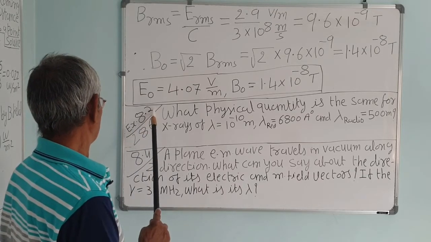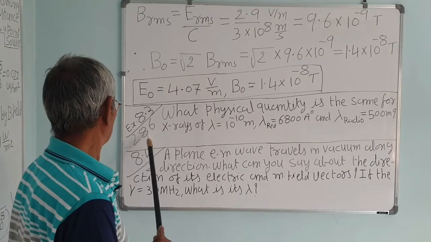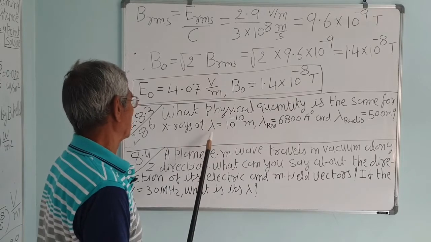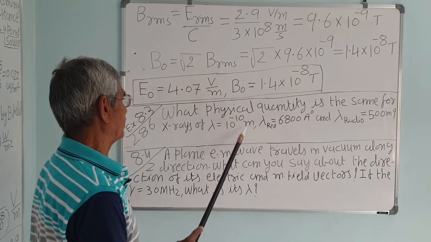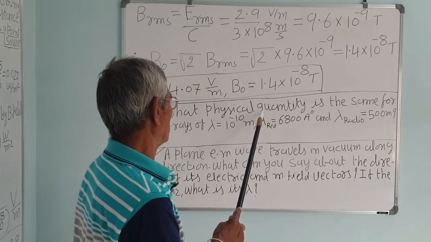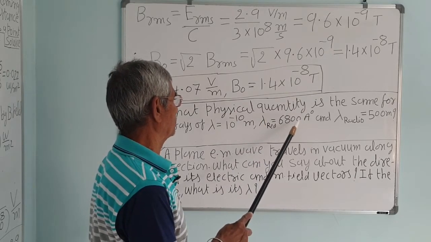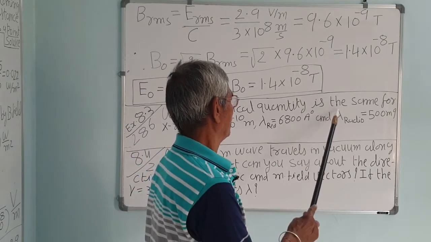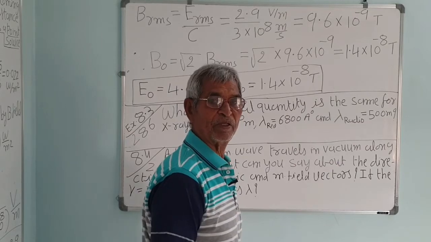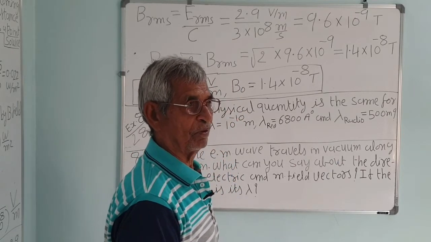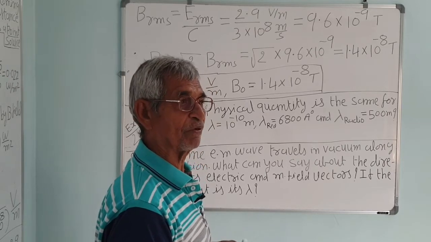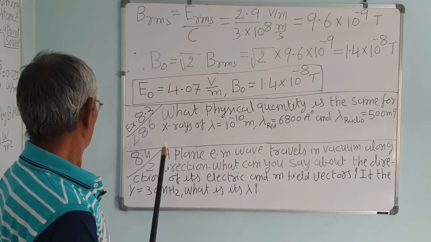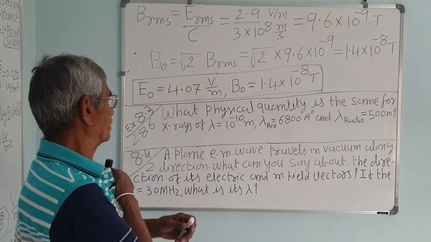Example 8.3, on page number 286. What physical quantity is the same for X-rays of wavelength 10 raised to minus 10 meters, red light in the visible spectrum of 6800 Angstrom, and radio waves of 500 meters wavelength? Radio waves may be many kilometers, even 10,000 kilometers, while TV waves are from 1 to 10 meters. What is common? They all move with the same velocity.